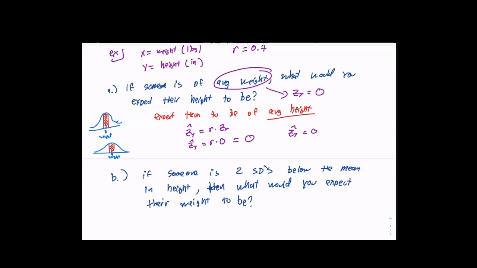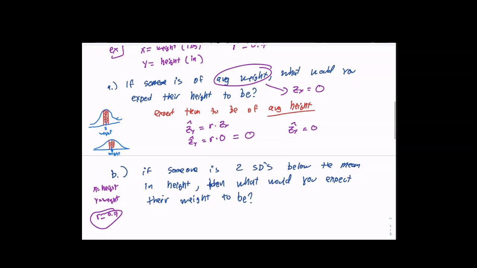Anybody else want to take a shot? If I switch the variables, so now x is height and y is weight, what is r? Wouldn't it be the same? It is the same. It doesn't matter if you do x and y or y and x, correlation stays the same. So I was just trying to throw in a little review in there to make sure.